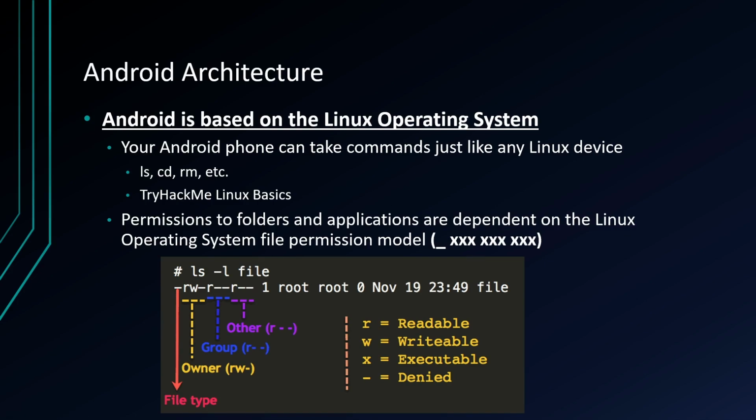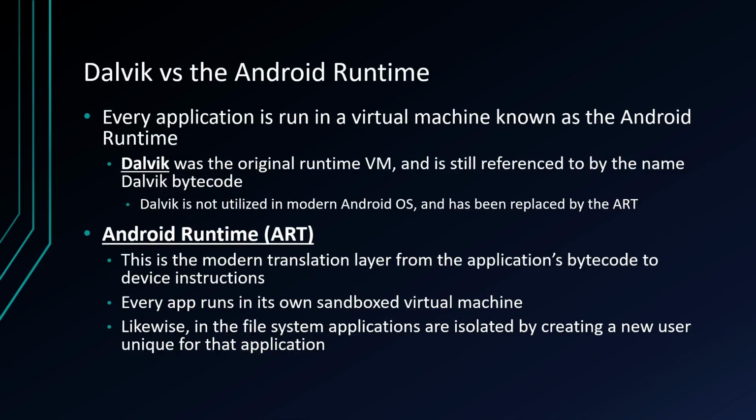Something to keep in mind about Android being based on the Linux operating system is that the permissions to folders and applications are going to be dependent on the Linux file permissions model. Maybe you are familiar with this, where you have 10 different digits that determine permissions for files in the Linux operating system. The first digit is the file type, which can be a directory, D, or an executable file, X. The next set of digits defines the owner's permissions, as shown in the picture. For example, the owner has read and write permissions, which is indicated by R and W. The next group of permissions is for the actual group, and in this case, it only has R for read. The final set of 3 is for other users' permissions, which is also read-only, R.